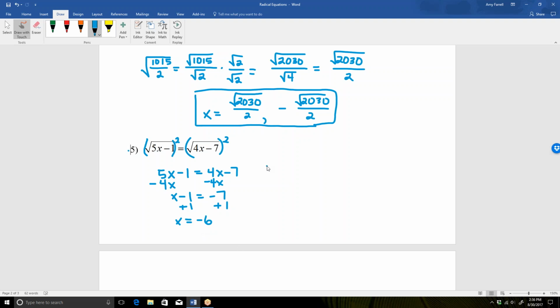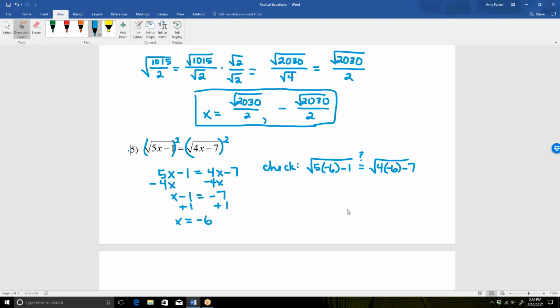Now I need to check my solution because I have an even index. So let's check and see what we have. So I'm going to plug in negative 6. And I'm going to plug it into all x's in the problem.